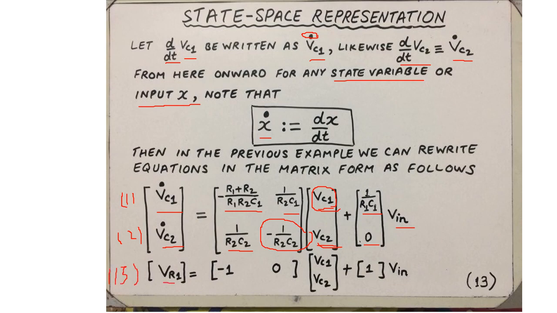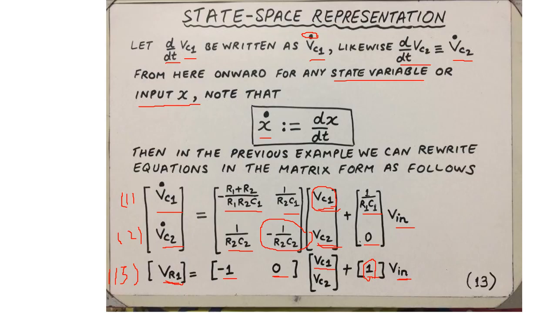So this was the second example, where the output was the voltage across the resistance R1, VR1. That was Vin minus Vc1. So the coefficient of Vin is 1 and the coefficient of Vc1 is minus 1. So these matrices are containing the coefficients. The coefficient of Vc2 is 0.